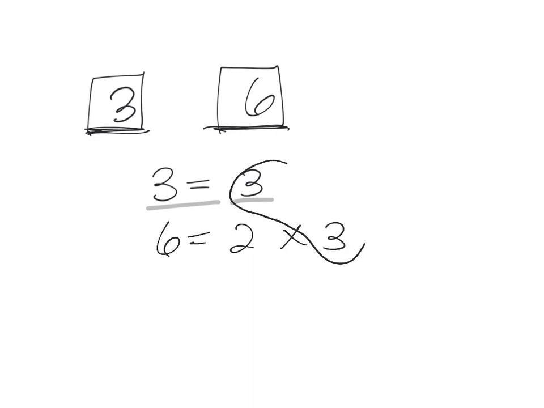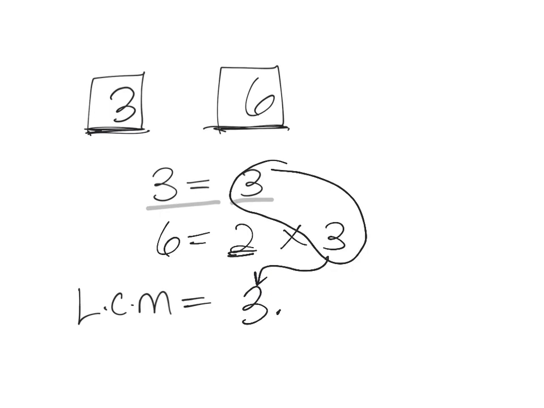So 6 and 3 share the number 3. So therefore, if we want to find the LCM, we would say 3. Okay, we only write it once because they both share the 3. And then you take this 2 that is by itself and you multiply it by 3 and your answer is 6. So 3 times 2 is 6. The LCM of 3 and 6 is 6.